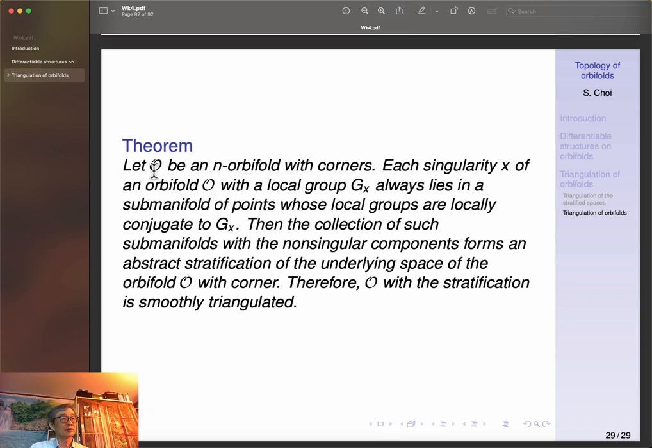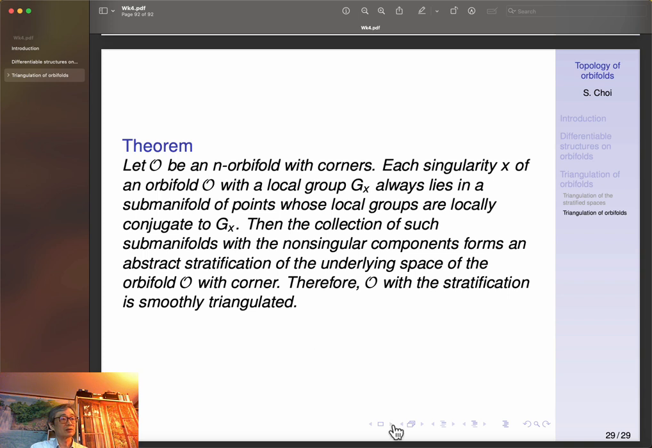And the theorem is that if O is an orbifold with corners, each singularity x of O with local group G_x always lies in a submanifold of points whose local groups are locally conjugate to G_x. Of course G_x could be trivial, then it will be in the maximal dimensional set. Then the collection of such submanifolds with non-singular components forms an abstract stratification of the underlying space of the orbifold with corners. Therefore, O with the stratification is smoothly triangulated by the previous results of Verona.